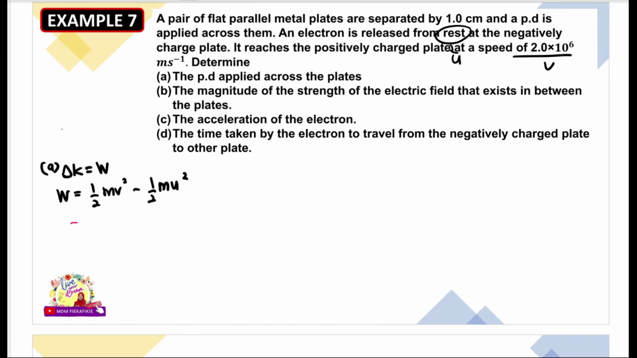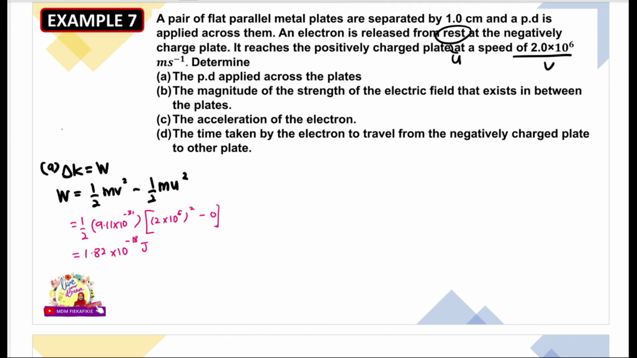Okay, so the mass of the electron. So what is the mass of the electron? It is 9.11 times 10 power of negative 31. V squared nilainya adalah 2 times 10 power of 6 squared minus 0. Okay, so you tekan calculator. Okay, tengok you dapat berapa. Okay, 1.82 times 10 power of negative 18 joule.